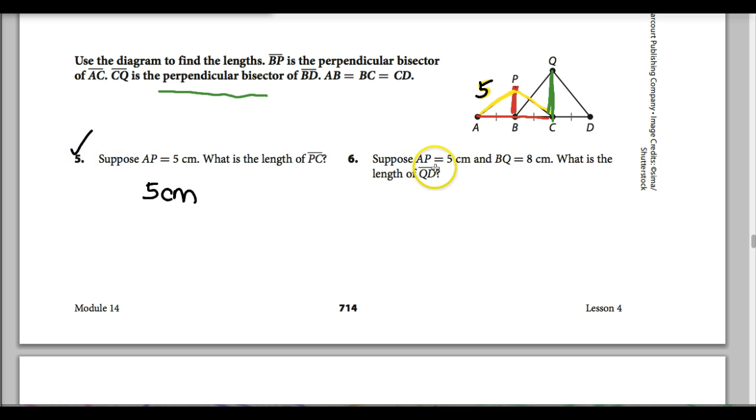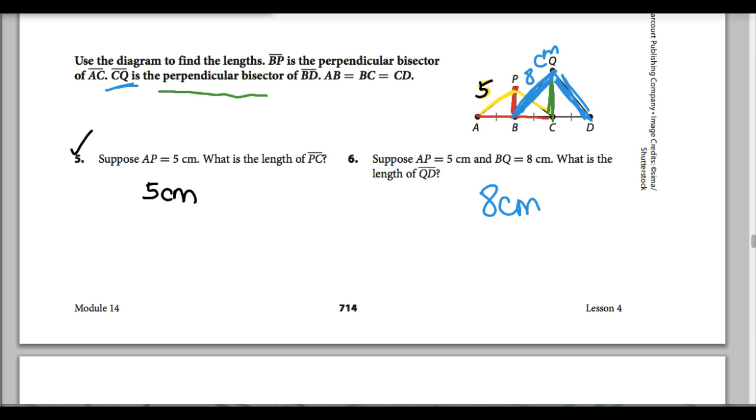Now let's take a look at question number 6. Suppose AP is 5 centimeters and BQ, where's BQ? That's that line over there. Let me use a different color. BQ over here is 8 centimeters. So then what is the length of QD? We already know the answer to that. It's another 8 centimeters because we talked about how CQ is the perpendicular bisector. So this and that measure the same, right?